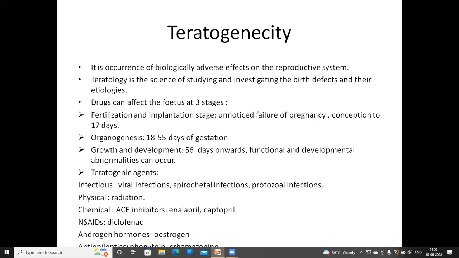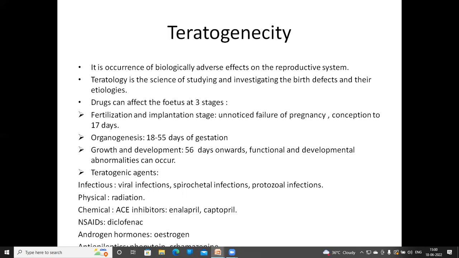If there are any defects in the birth of humans, the study of birth defects is called teratology. The pharmaceutical drugs you take can affect the fetus during 3 stages. The first one is the fertilization and implantation stage. During this stage, after conception, up to 17 days of a fetus, unnoticed failure of pregnancy may occur. Abortion may occur because of these drugs in the first stage.